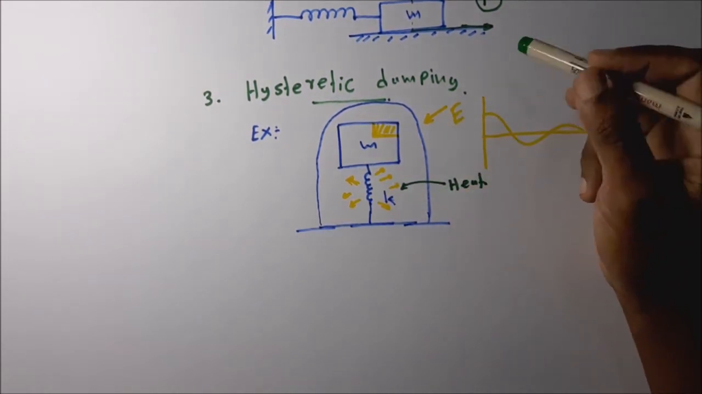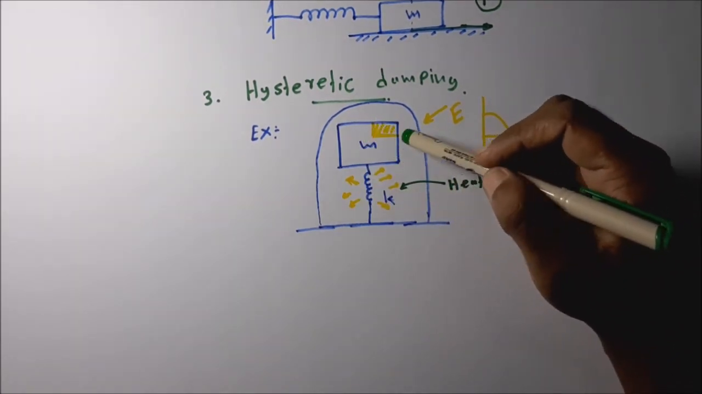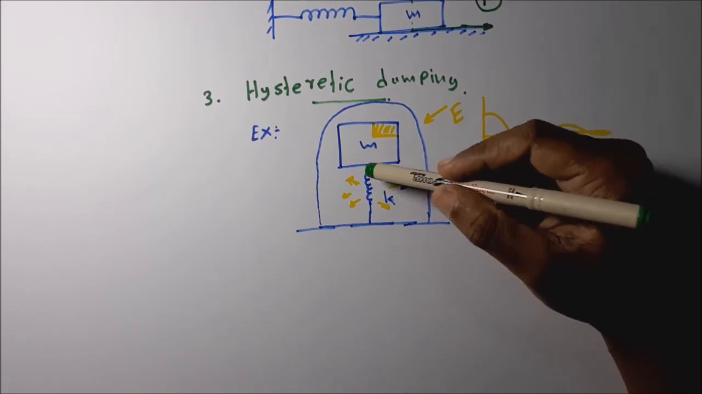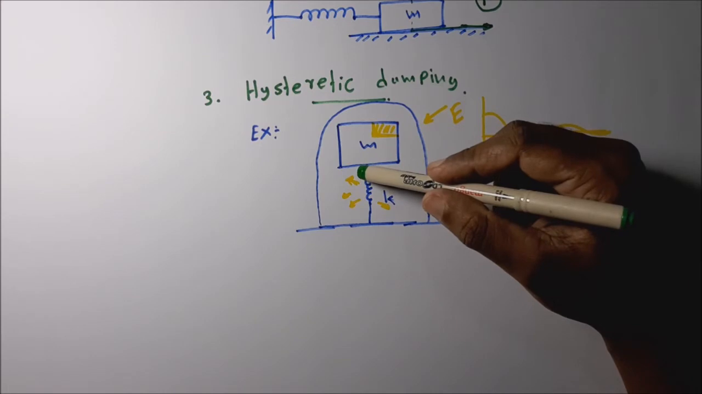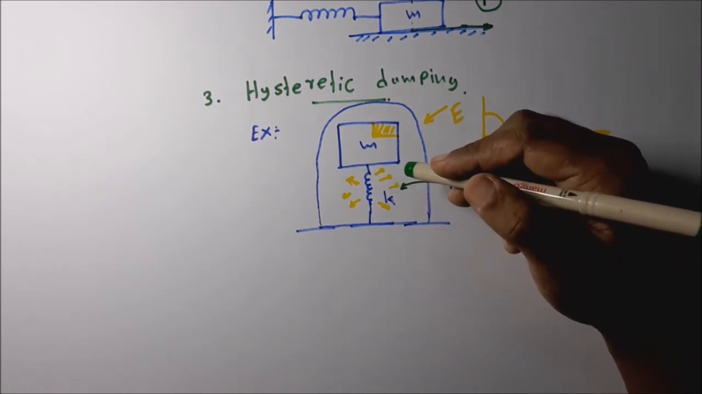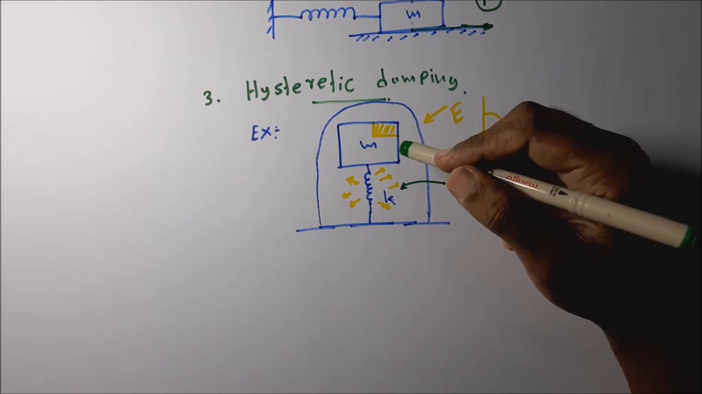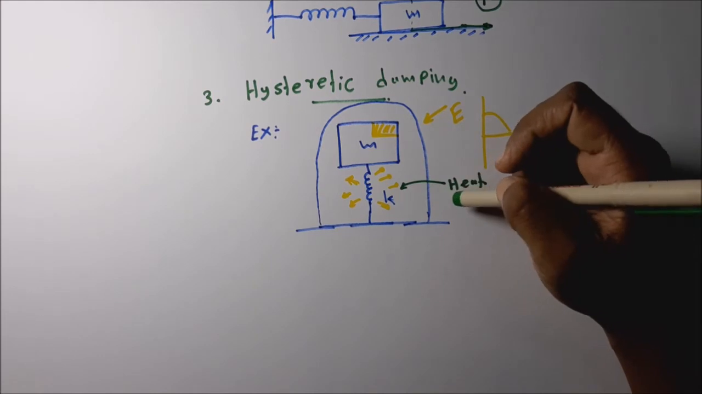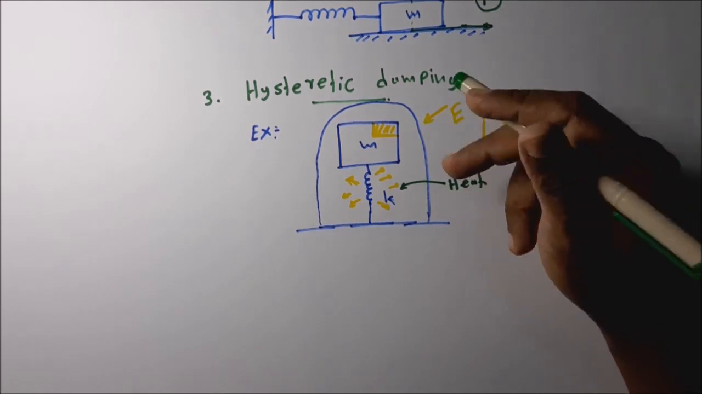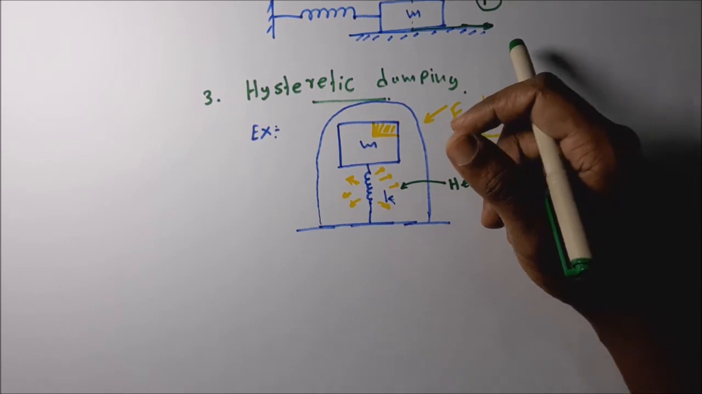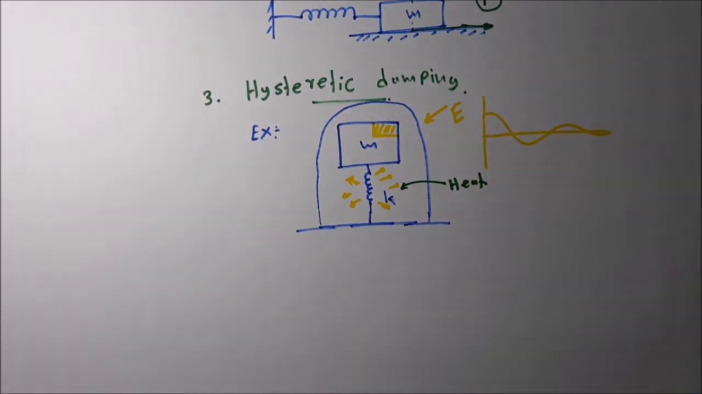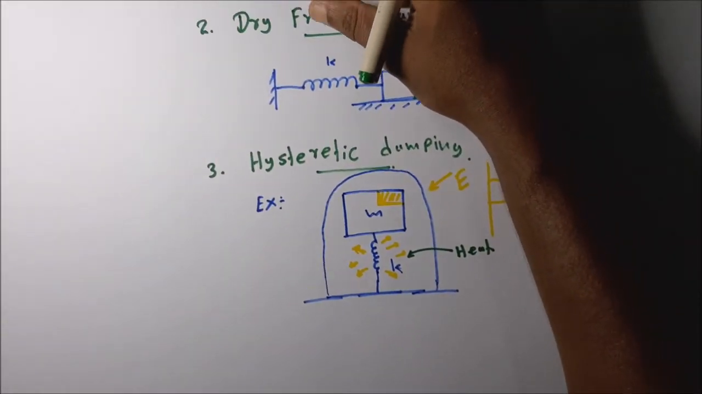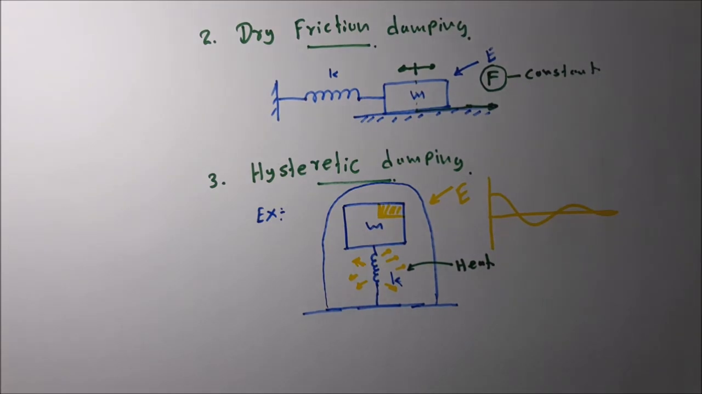You can observe this practically. After a certain running period, if you touch the coil spring of a vehicle after a journey, you can observe that it has heated because of the hysteretic energy dissipation. These are the three methods for energy dissipation. What are these three methods? The viscous damping, the friction damping, and the hysteretic damping method.